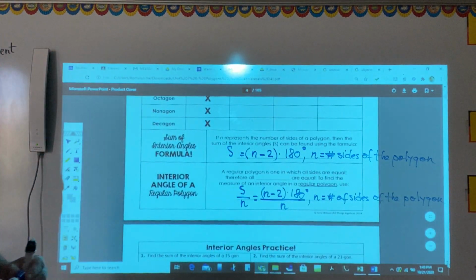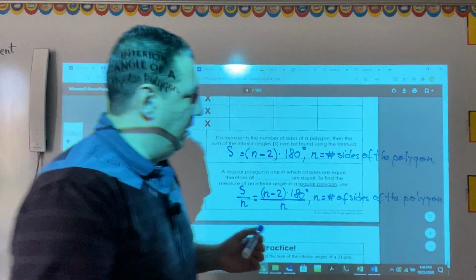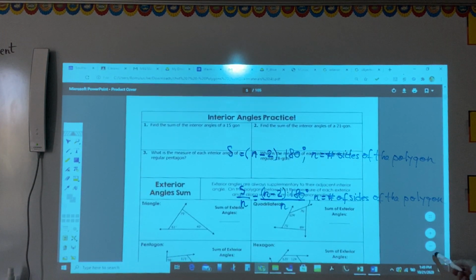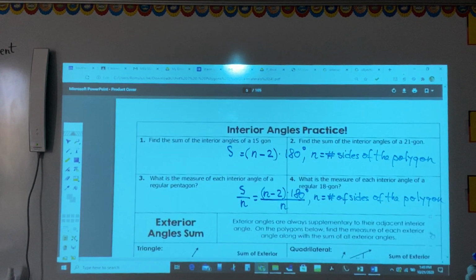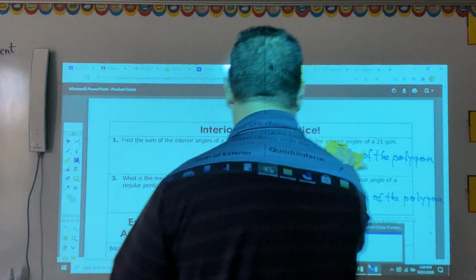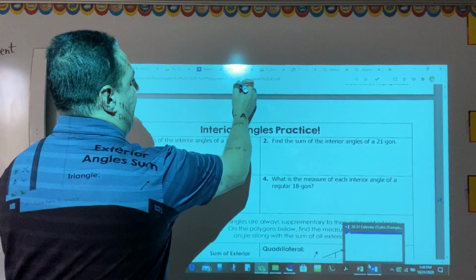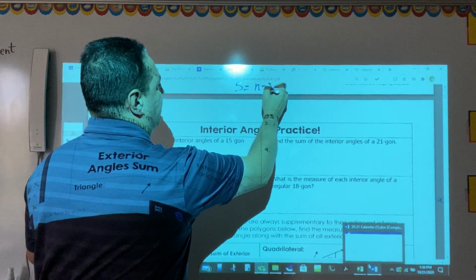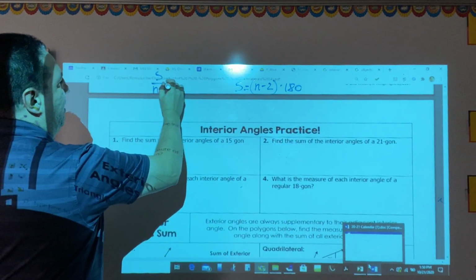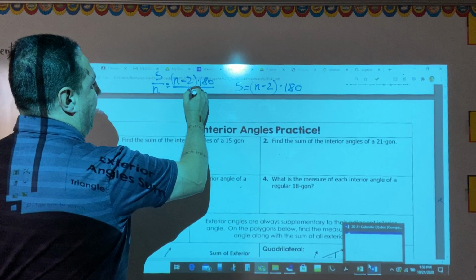Good. So let's have a few examples. Let's rewrite the formula here. S equals n minus 2 times 180. And the other one, S over n equals n minus 2 times 180 over n.